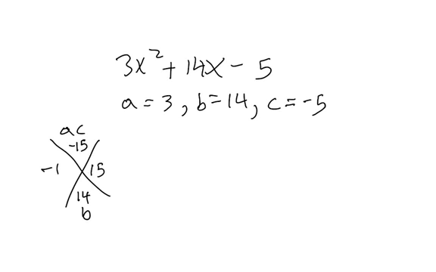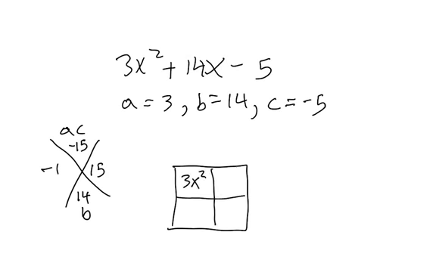We could use our box method or table method. The top left is 3x squared. The bottom right is going to be negative 5. And these two are going to be our two values that we have here and here. But we have to put the variable behind it. So let's put 15x here and negative 1x here.